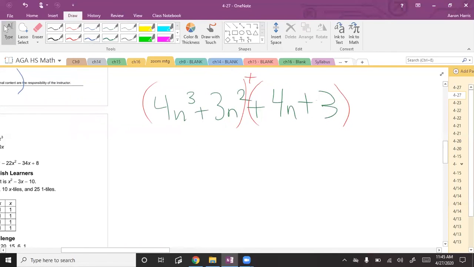Now what do I do? Rewrite it again, the parentheses. Your second pair of parentheses. Okay, so you're splitting them up. Good. Good. Now what? You find your GCF. So the GCF of 4 and 3, is there one? No. No. What about n cubed and n squared? No.